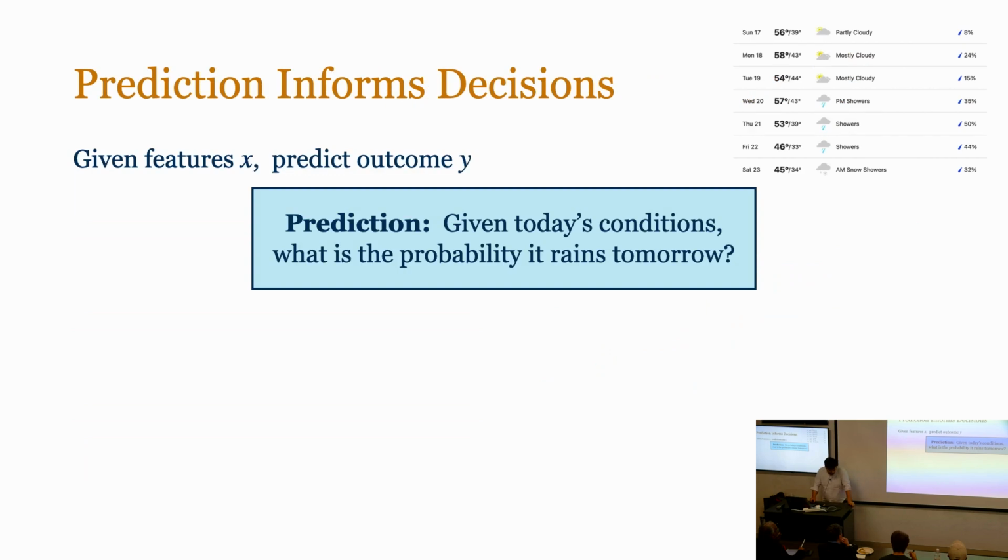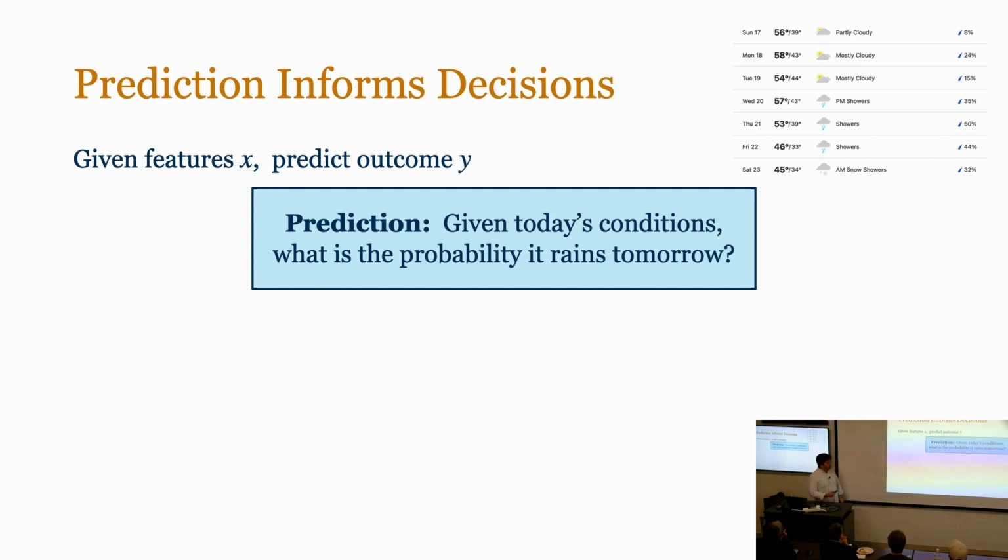The motivating perspective for this line of work is that predictions inform the decisions we make. By prediction, I mean, in a supervised learning framework, given some features X, making some prediction about an outcome Y. Maybe the quintessential motivating example is: given today's weather conditions, what's the probability that it will rain tomorrow? That is a well-posed prediction problem.